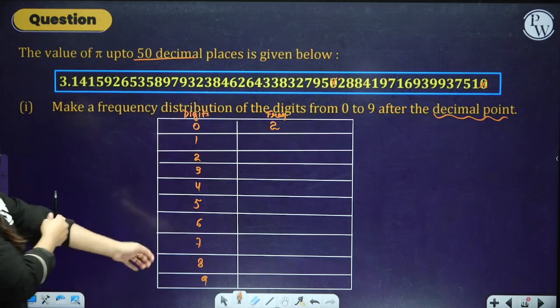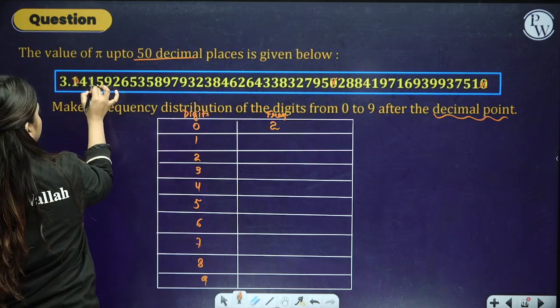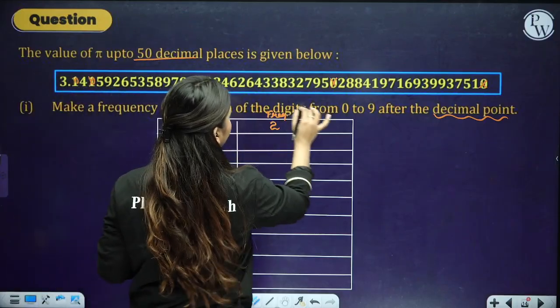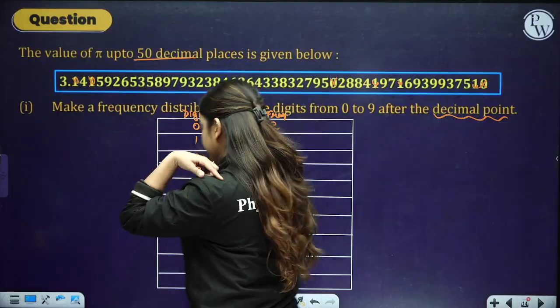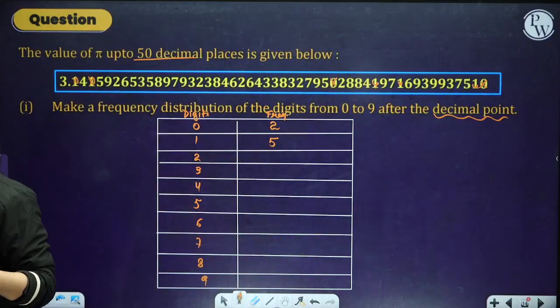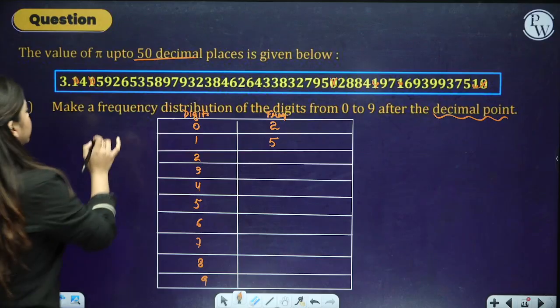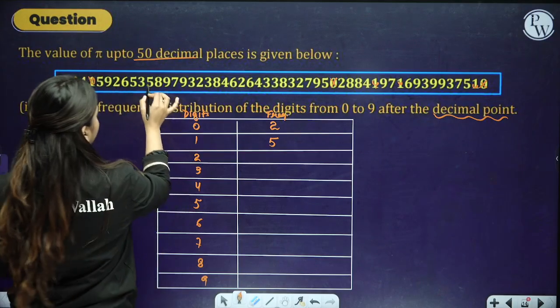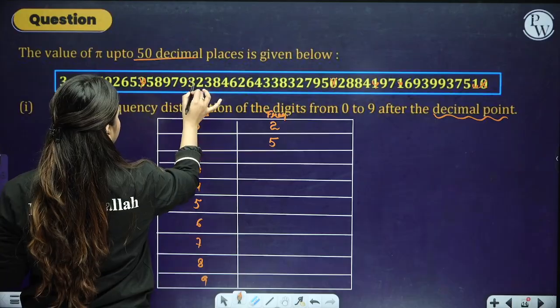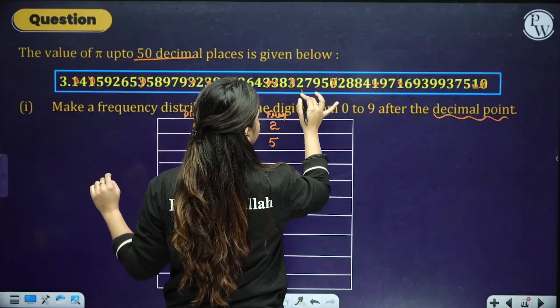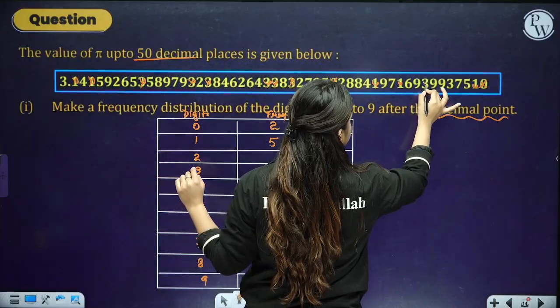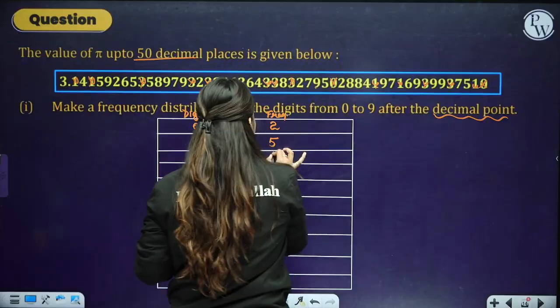Simple. How many 1s are there? 1, 2, 3, 4 and 5. So there are 5 ones. How many 3s are there? Let's see, 3 after the decimal. We have 1, 2, 3, 4, 5, 6, 7, 8. So how many 3s?